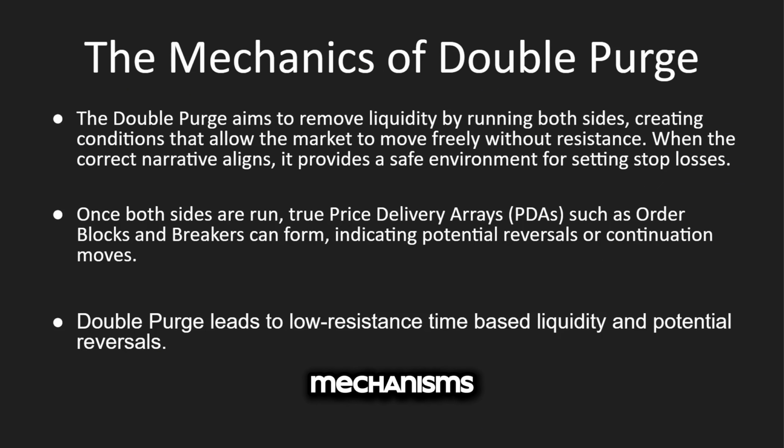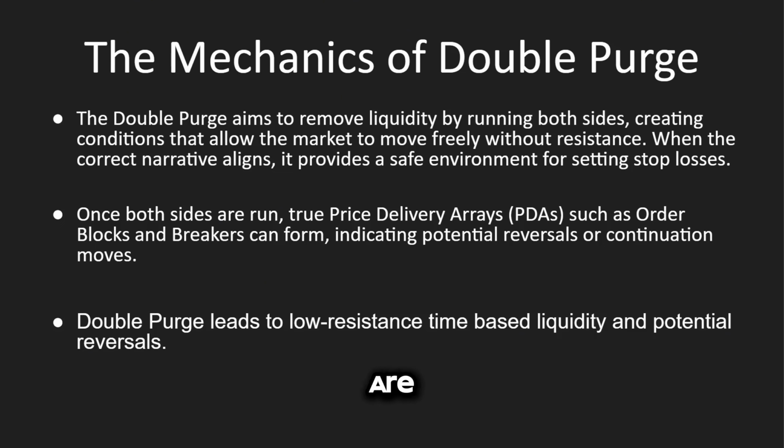The mechanisms of the double purge include the double purge aiming to remove liquidity by running both sides, like we said, the sell side and the buy side. It creates conditions that allow the market to move freely without resistance. When the correct narrative aligns, it provides a safe environment for setting stop losses, obviously because the stops have been run and you have a high probability order block to easily align yourself with inside of the market.